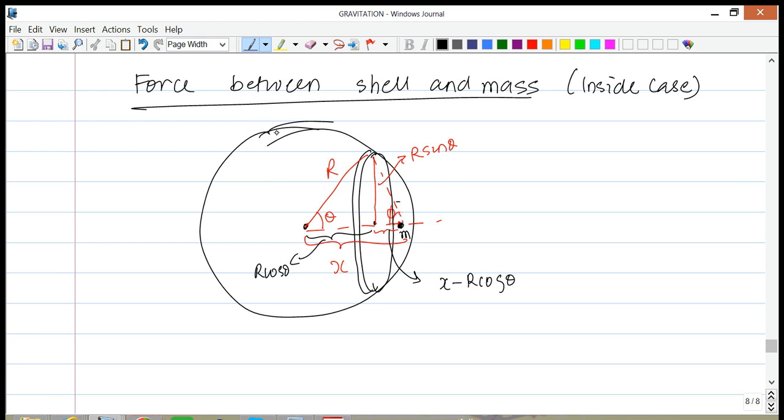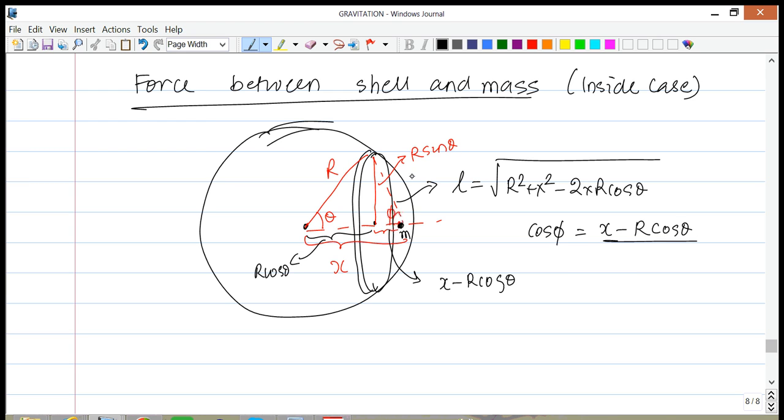So this gives us the distance of any point on the ring from the shell to be the same as the last one, where it will be equal to the square root of r square plus x square minus 2xr cosine of theta. And once again, from symmetry we know only the horizontal component survives due to the ring, so once again we need the cosine of phi, which ends up being equal to x minus r cosine of theta divided by the square root of r square plus x square minus 2xr cosine of theta. Okay, so we have this.